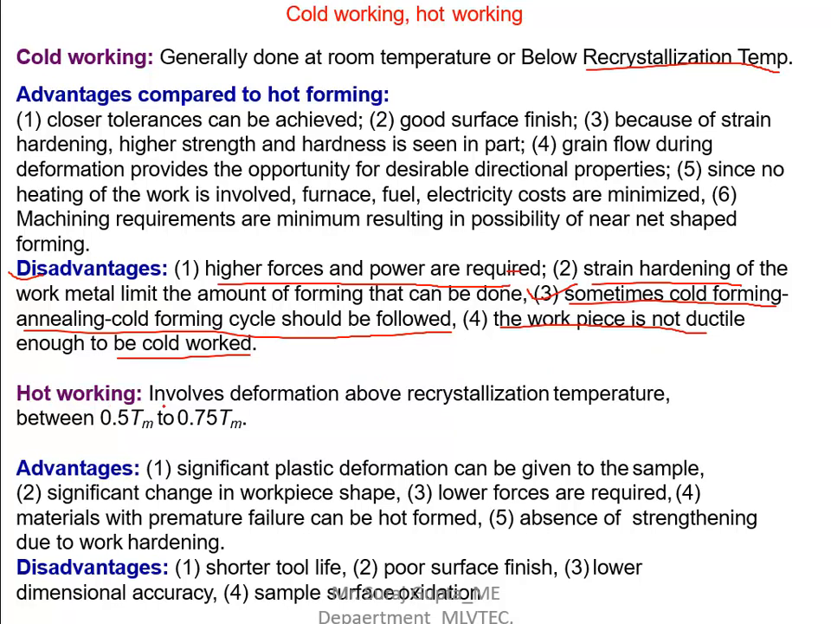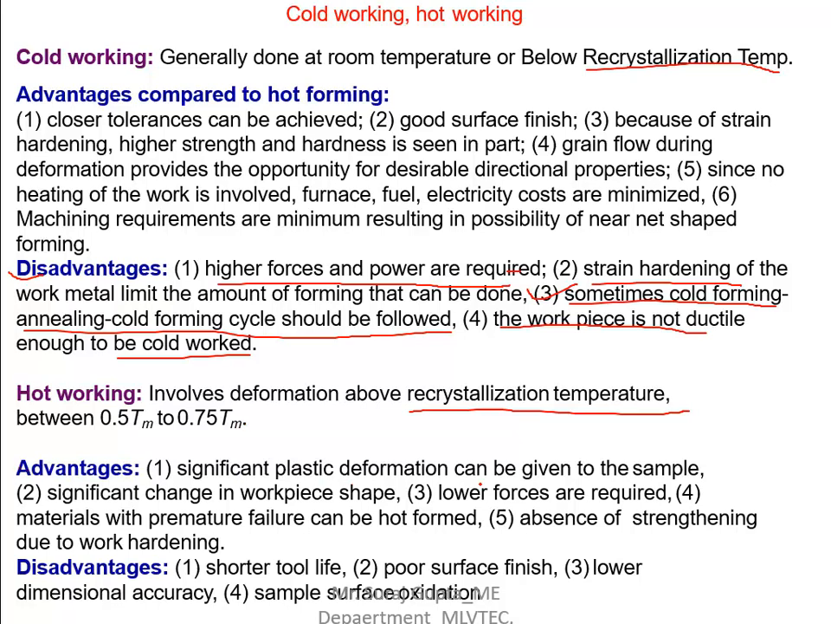Next is the hot working process, which involves deformation above the recrystallization temperature that I have already explained, between 0.5 times the melting point to 0.75 of the melting point. Means for the case of steel, the temperature must be between 0.5 times the melting point to 0.75 of the melting point of the material.